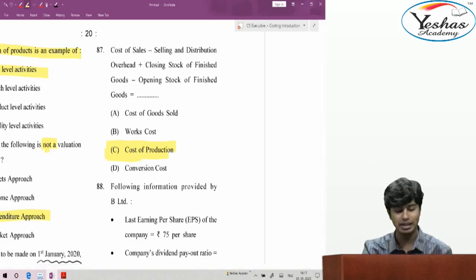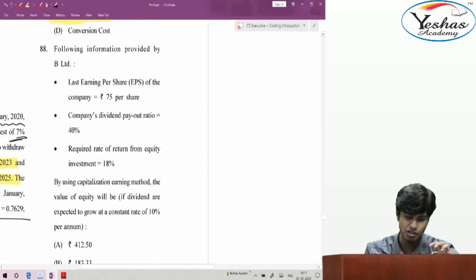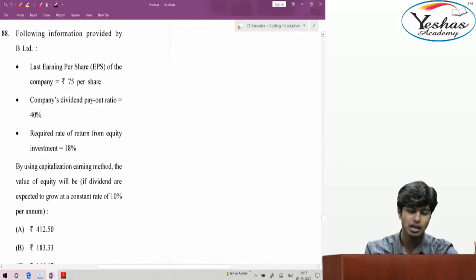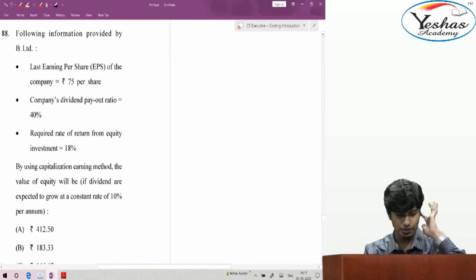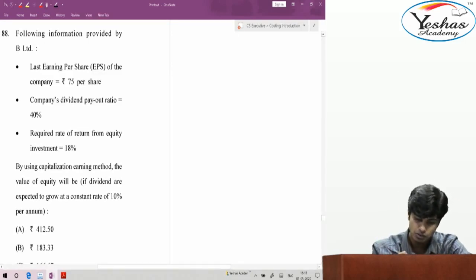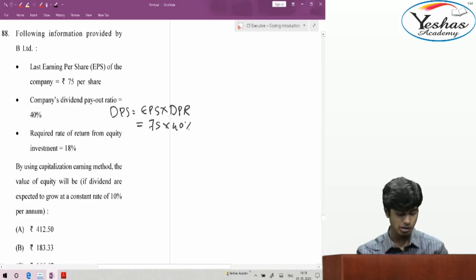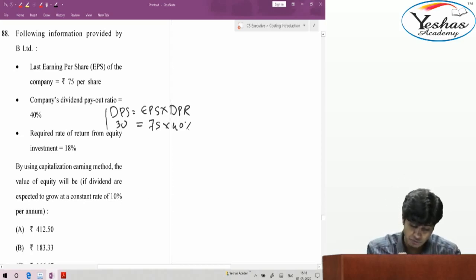Let us now get into question number 88. So what does 88 talk about? They've given information. Following information is provided by B Limited. Last EPS is 75. Company's dividend payout is 40%. So what exactly is the dividend of the company? Dividend per share is equal to earnings per share multiplied by dividend payout ratio. So if 75 is the earnings and they give 40% of the earnings, then it will become 75 into 40%. 30 rupees is their dividend for the current year.